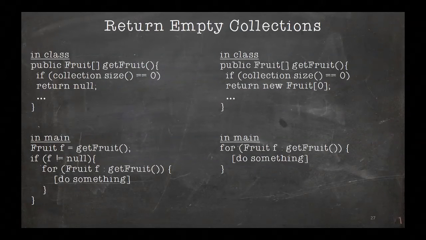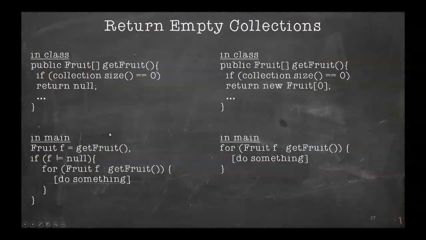So, return empty collections. Here's a code example of returning empty collections. In the class, on the left-hand side, we return null. This is a very common practice. If collection size is 0, return null. Forget fruit. This is in our basket class. So we try and get something. There's nothing in there, so we can't get it. We're going to return null.